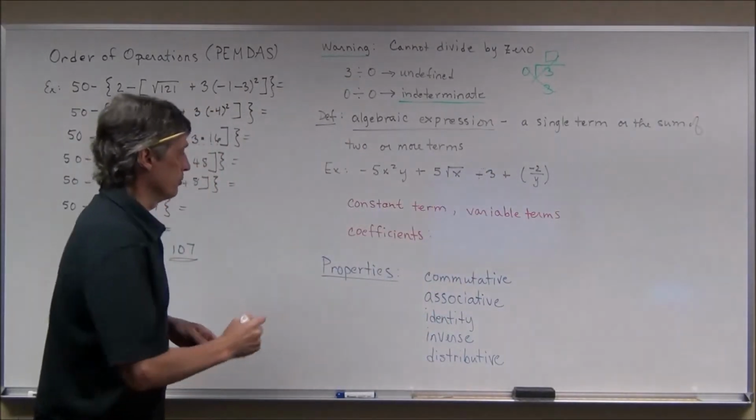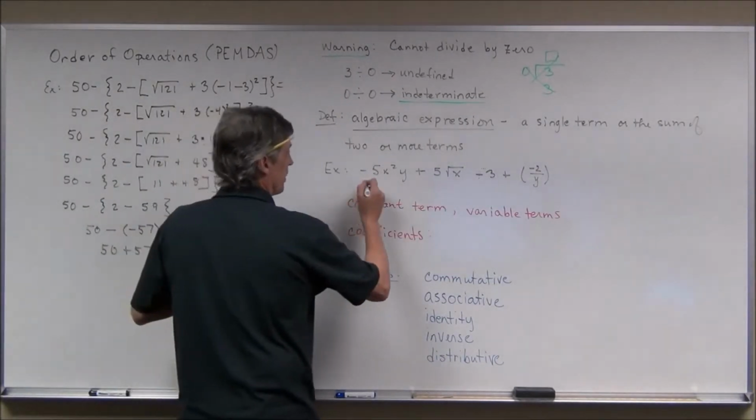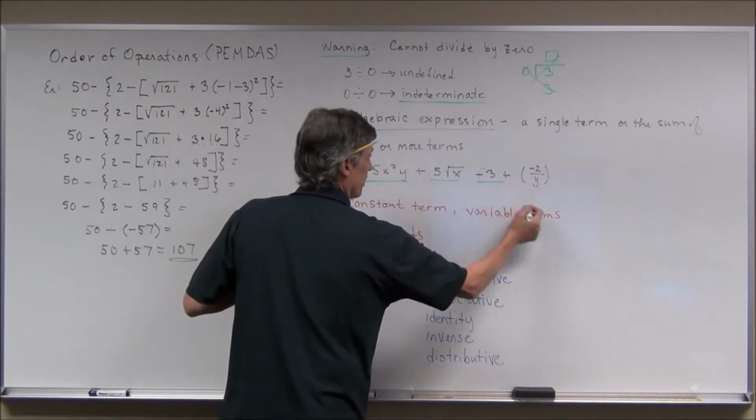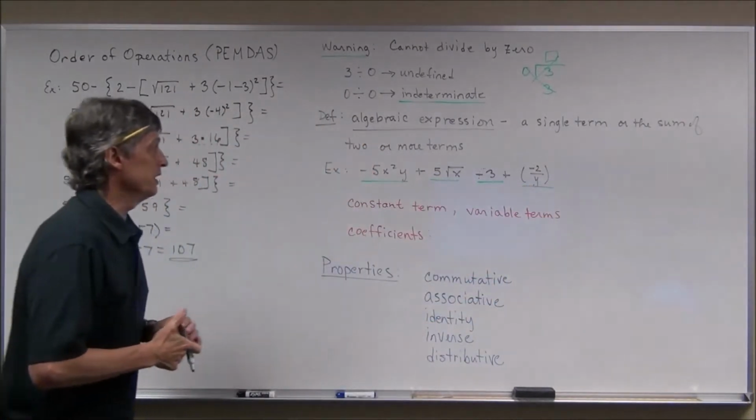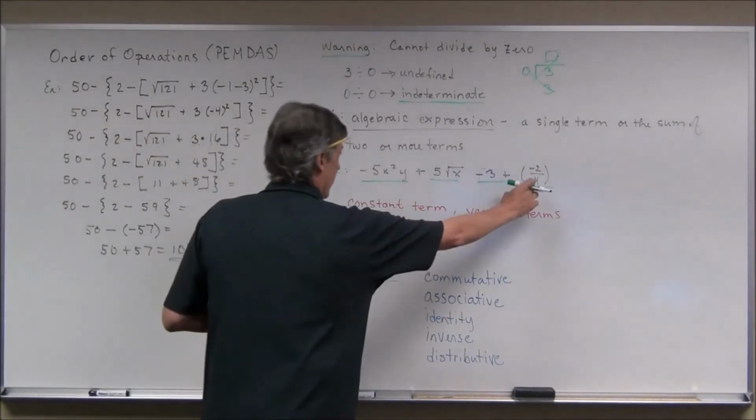But I have 4 terms here. Let me go ahead and underline them. I have this term here, I have this term here, I have this term here, I have this term here. Now in the last term there, you're dividing by the variable y.